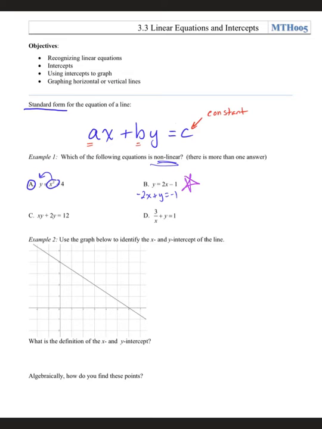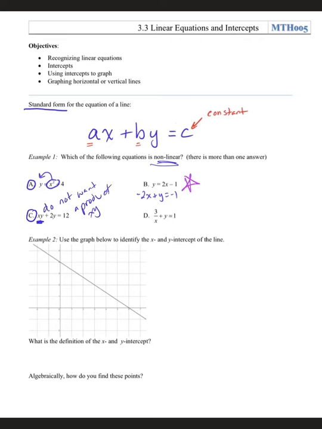All right, let's look at this one. xy plus 2y equals 12. Well, here we have this product of x and y. Because of that, that makes this not linear. So we do not want a product of x and y. That makes it not linear.